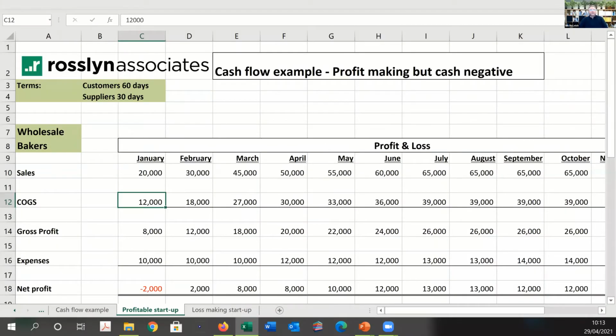Right, I've got 2 examples. I hope you can see this. This is obviously based on a seminar we did, so it was done on a big screen. But what we've got here are 2 types of business: a wholesale baker and a retail baker. And this is the wholesale baker. He gives his customers 60 days to pay, and his suppliers need to be paid in 30 days. So let's start off by looking at the profit.